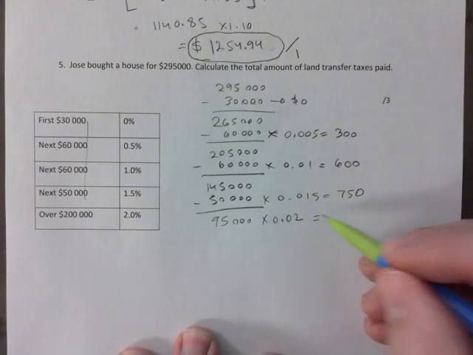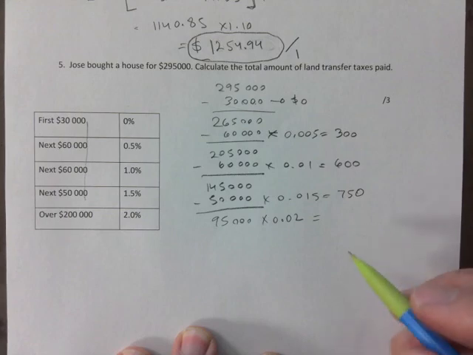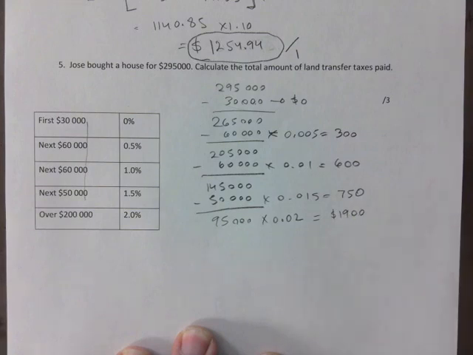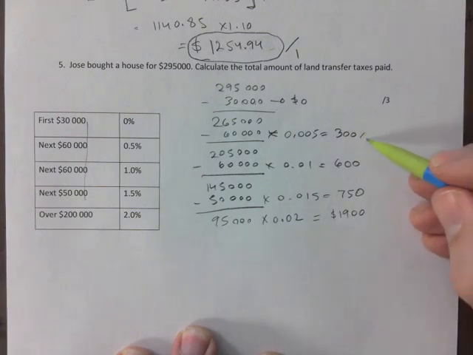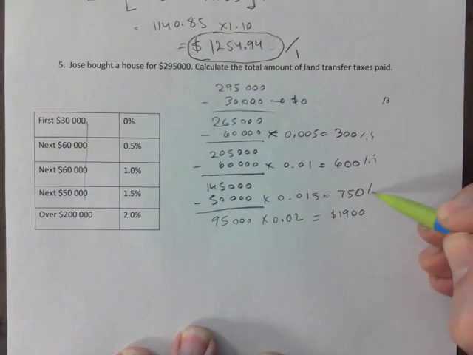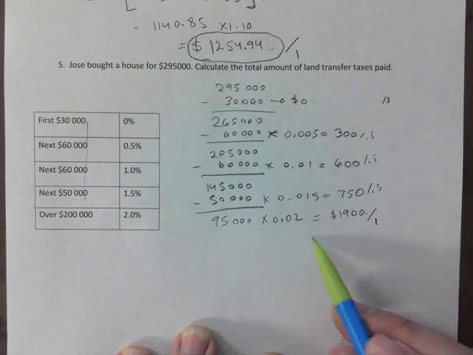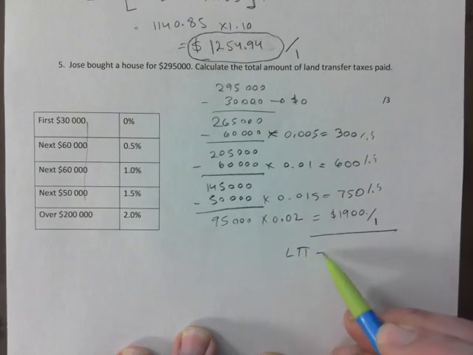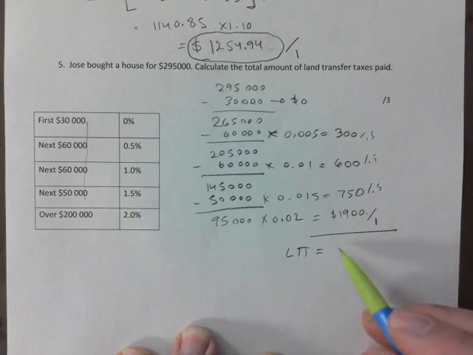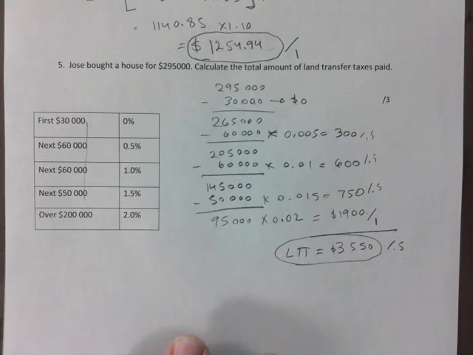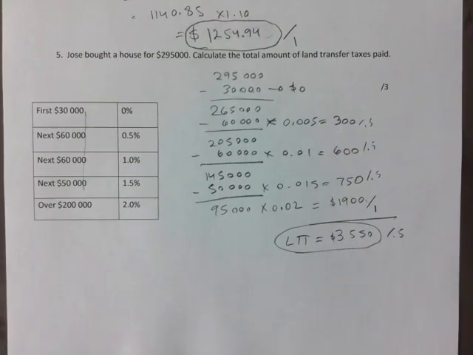Okay, and so the 2% is $1,900. Okay, so this is how we're going to mark this: half for every step, right? And then this one gets a full mark. So that gets us to 2.5. You add everything up and get your land transfer tax, which is $3,550, and that is going to be another half mark today here. Okay. So that's where the 3 comes from.